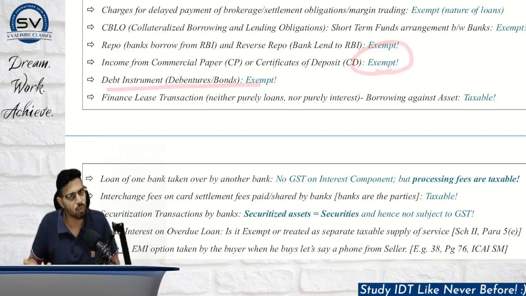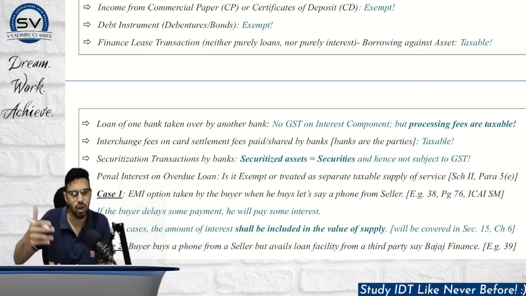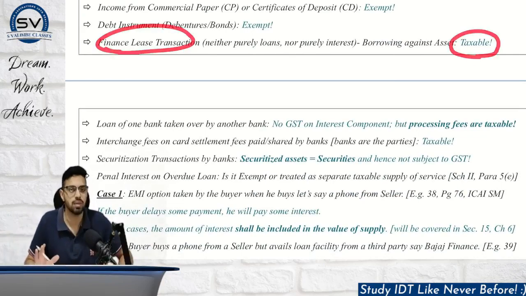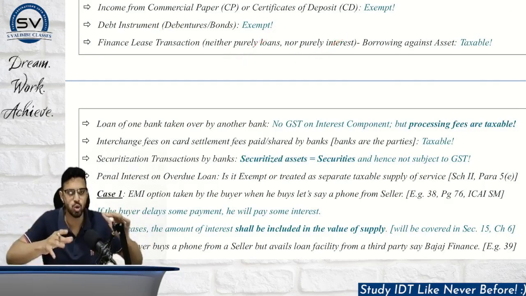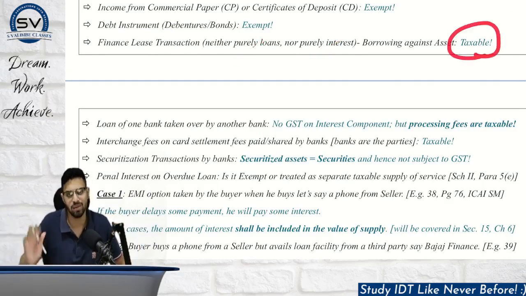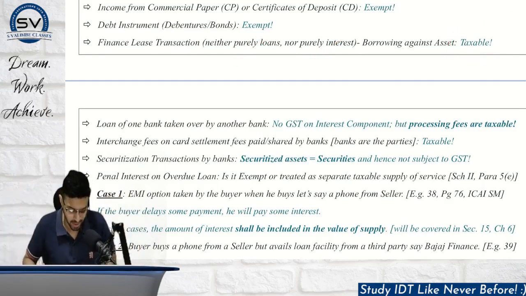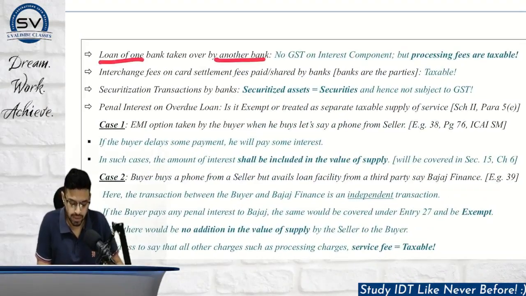Debt instrument, debenture bond interest, exempt, because, again, it is a debt instrument, but it is a form of earning of interest only. Finance lease transaction is taxable because this is not purely interest, this is not purely loan, it is a hybrid instrument. So GST law does not understand things like accounting, right? So here they say that this is a mixed transaction, we are going to tax it. Loan of one bank taken by another bank. Let's say, for example, there was a loan of HDFC Bank and this was given to, let's say, Mr.